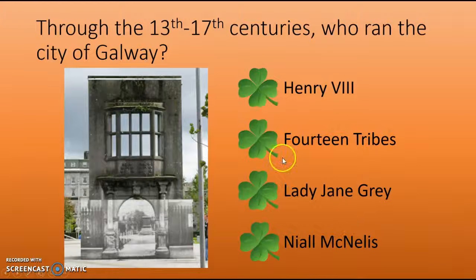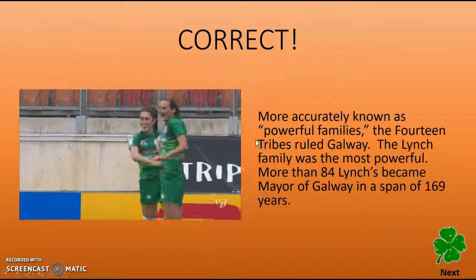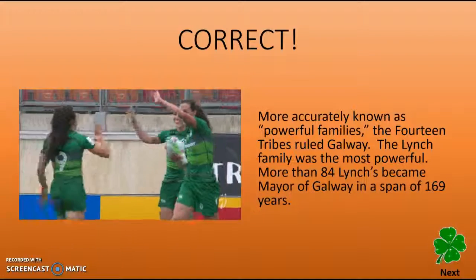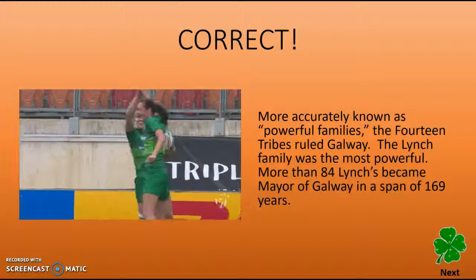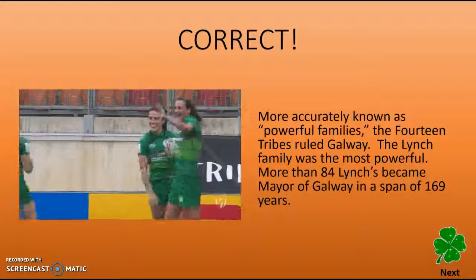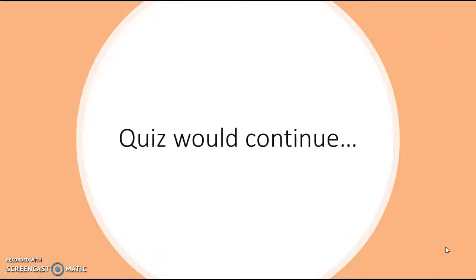If they click the second shamrock, 14 tribes, they are directed to the correct slide with the Irish rugby players celebrating. Here, there is evidence proving their answer is correct. Also, there is a next shamrock. This will send the learner on to the rest of the quiz. The rest of the quiz will continue to assess the objective and skill.